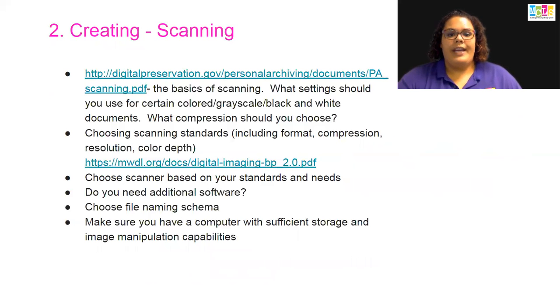And next, you're going to create your digitized or digital items. By creating, that really means scanning your items. And digitalpreservation.gov has a really great PDF, and it's really basic, just talking about what settings you should use. If you have a photo you want to scan and you just want to have it on the computer, you don't necessarily want to reprint it, so you would scan it in a medium JPEG quality. It just kind of goes through, and it's not too complicated, so that's a really good resource.